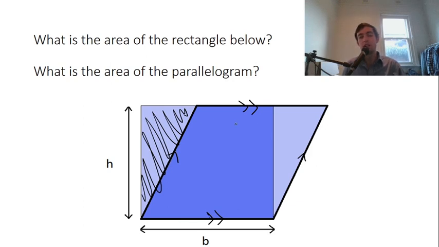It's actually got the same area as the rectangle, which means if this is the h, this is the height of the parallelogram, then the formula must be the same as the rectangle, just b times h, because this area is the same as the area of the rectangle. It's this dark blue shape plus the light blue shape in both the parallelogram and the rectangle.